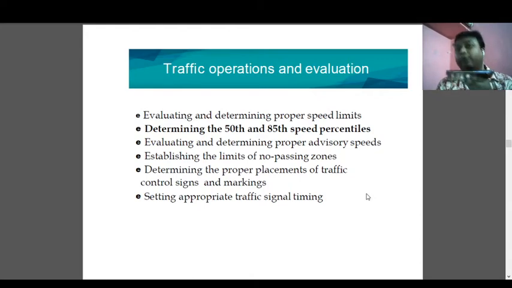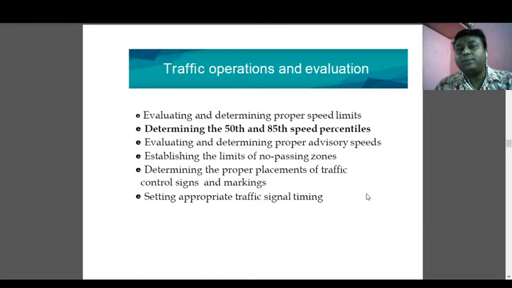Do you get the point? Think of the situation. Suppose there are 100 vehicles. The first vehicle is moving at 10 kilometers per hour, the second at 15 kilometers per hour, the third at 20 kilometers per hour, the fourth at 18 kilometers per hour. Now we have to find the maximum speed and the minimum speed, so we get a range.